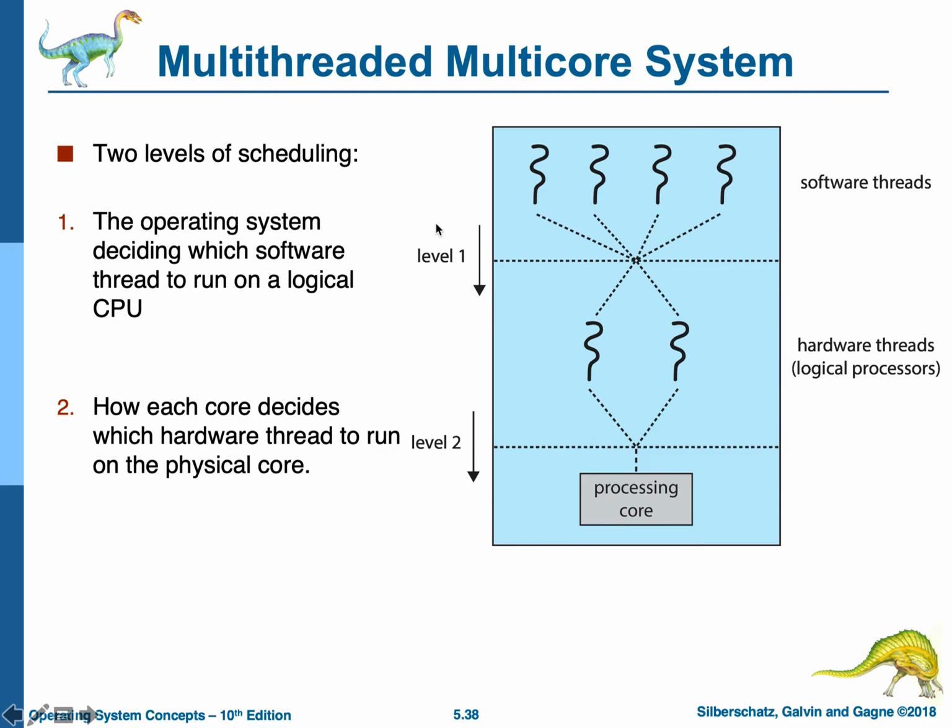We also have 2 levels of threads. The operating system decides which software thread to run on the logical CPU, and each core decides which hardware thread to run on the physical core. This is the operating system view, the soft thread, and this is the hard thread.